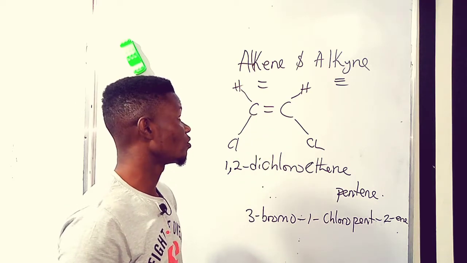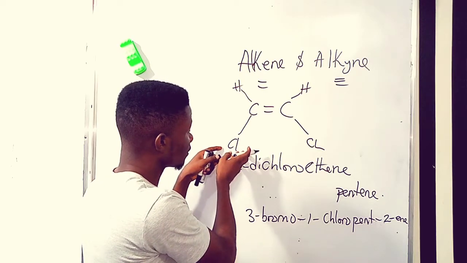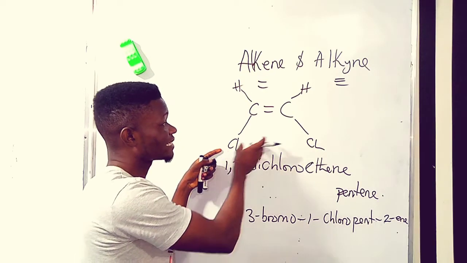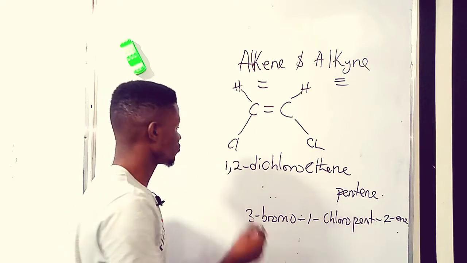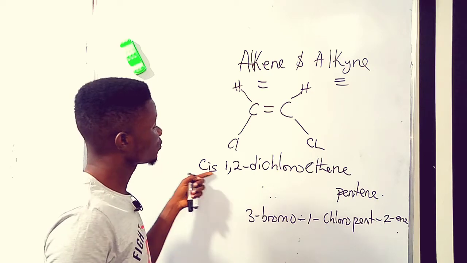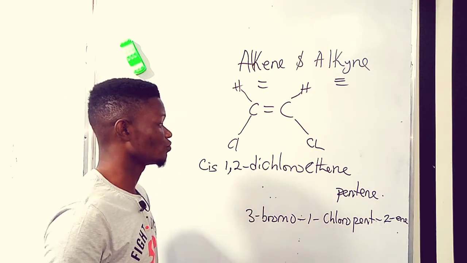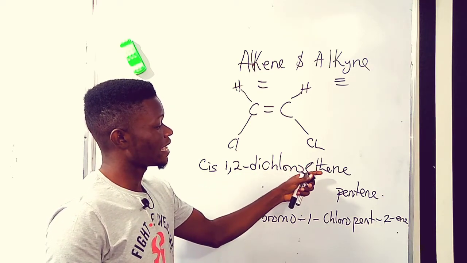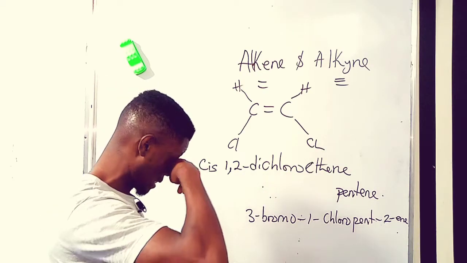Looking at this, the attachment is being attached in the same plane. So this will be cis. So we are going to name it cis 1, 2 dichloroethene. Are we good? Or we can name it cis 1, 2 dichloroethene. Are we good? Alright.